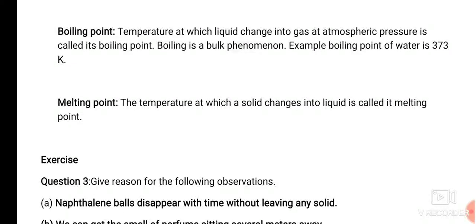Now boiling point: the temperature at which liquid changes into gas is called boiling point. For water, it is 373 Kelvin or 100 degrees Celsius. Melting point: when solid changes into liquid, that temperature is called the melting point.